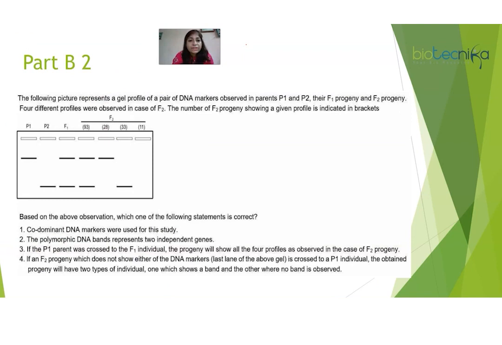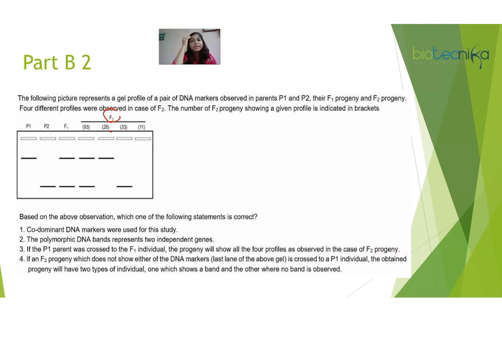The following picture represents a gel profile of a pair of DNA markers observed in parents P1 and P2, their F1 progeny and F2 progeny. 4 different profiles were observed in the F2. The number of F2 progeny showing a given profile is indicated in the brackets. Out of F2, 98 individuals are showing this kind of profile, 28 individuals are showing this profile, 33 this profile, and 11 this profile. Based on the above observation, which one of the following statements is correct?